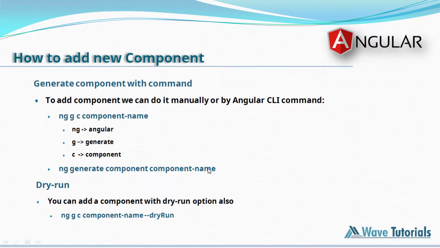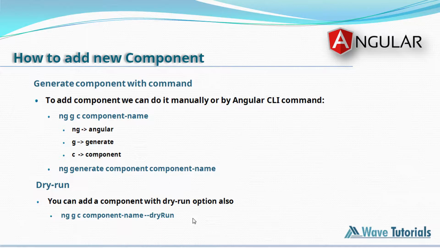So there is another option like dry run. Before adding a component, you can check which files are going to be created and what is their location. So using this option --dry-run, you can check which files are going to be generated. When you execute this command, this will create 4 files. One is a TypeScript file, another one is HTML, CSS, and one is a spec.ts file which is used for testing purposes.